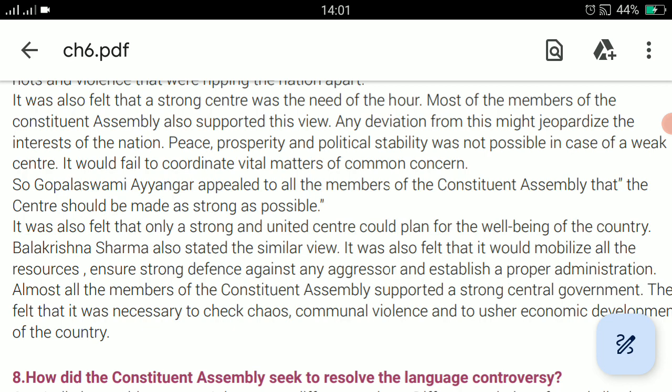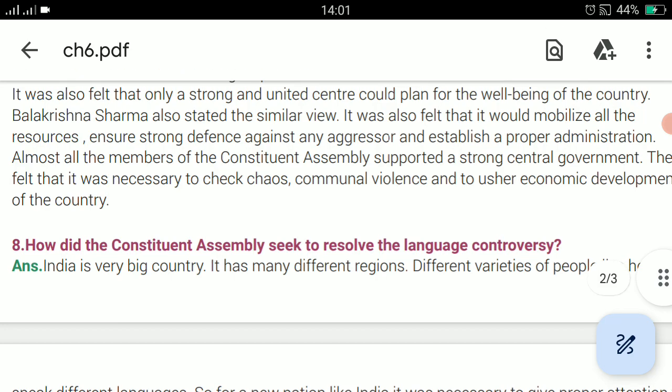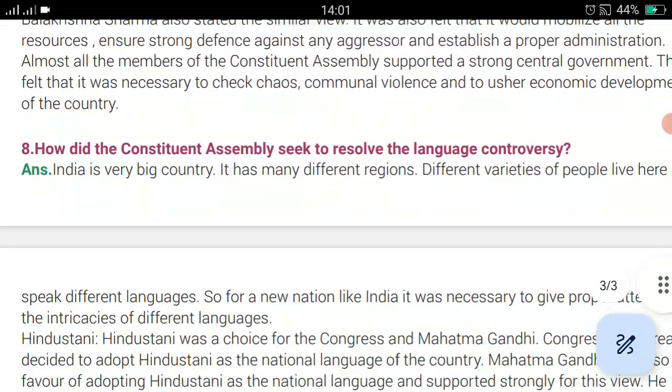It was also felt that it would mobilize all the resources, ensure a strong defense against any aggression, and stabilize a proper administration. Almost all the members of the Constituent Assembly supported a strong central government. Then it was felt that it is necessary to check chaos and communal violence, and to assure economic development of the country. So these were some of the debates.